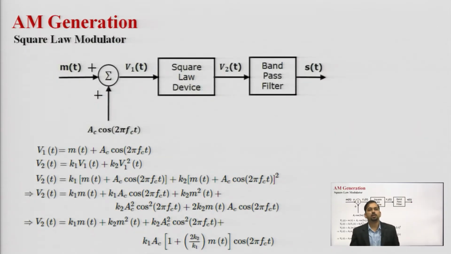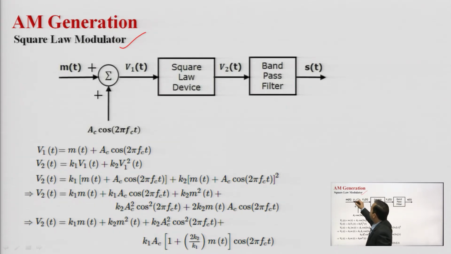Now we have the generation, how the AM signals are generated. These AM signals we just categorize as the low level AM generation and high level AM generation. So we have this square law modulator. First we will see what is the working of this square law modulator.